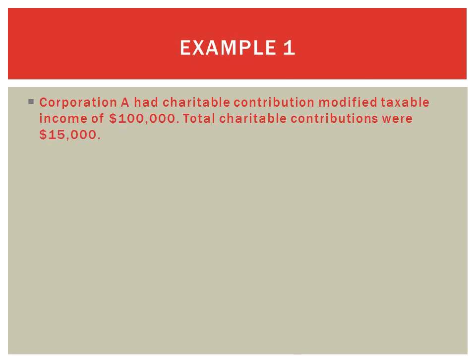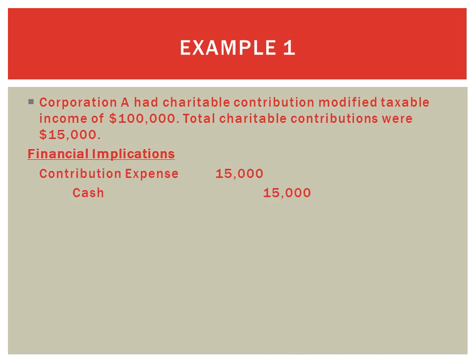Let's look at an example of these temporary differences. Corporation A has charitable contribution modified taxable income of $100,000. They contributed cash of $15,000. How do we account for this on the books of Corporation A? When we make the donation, we recognize a contribution expense for the entire amount of $15,000 since there is no limit. And then we make a credit to cash because that's what the corporation donated.